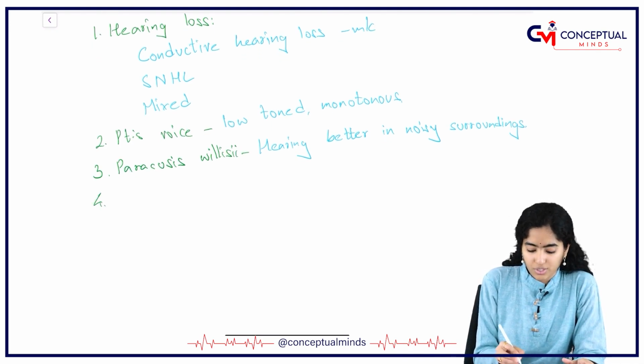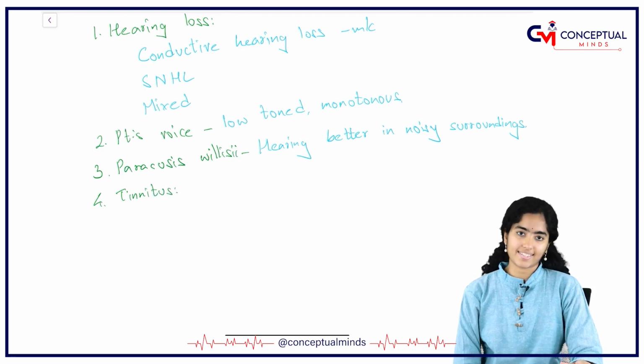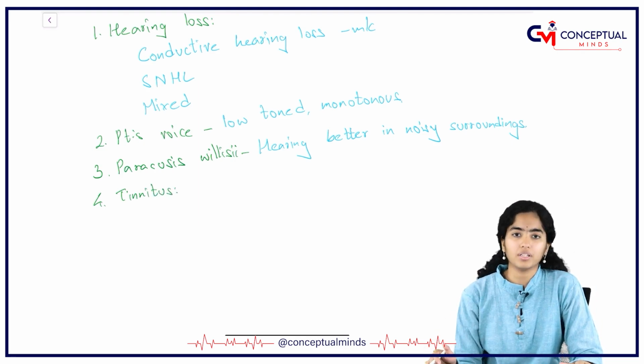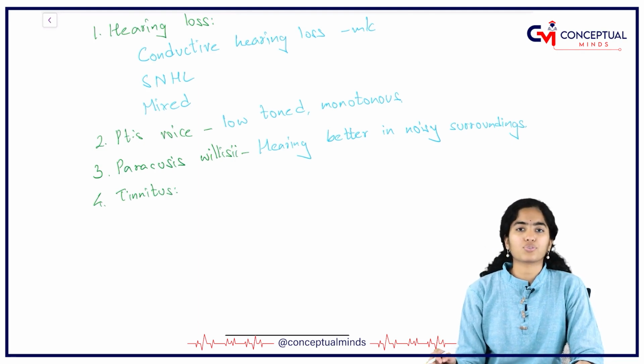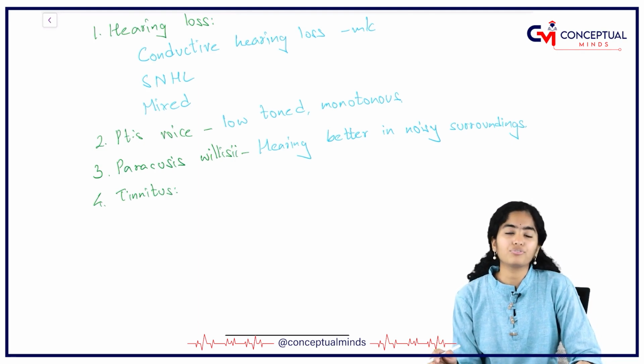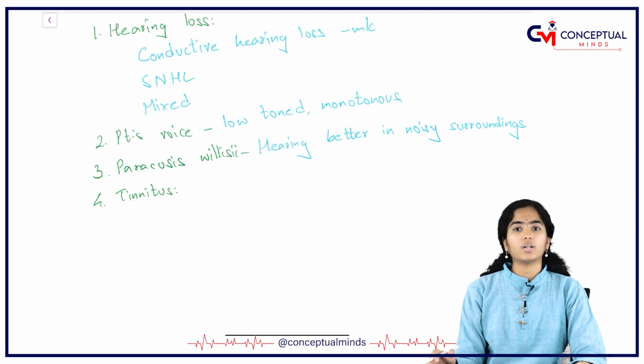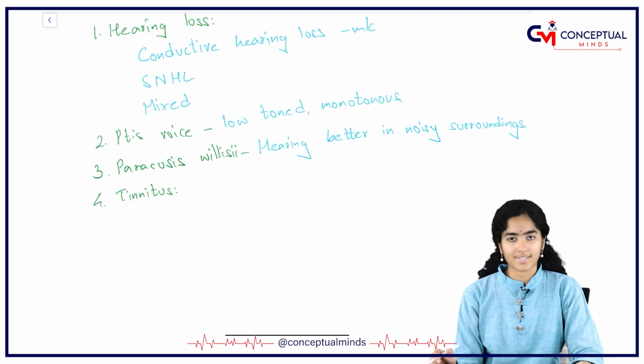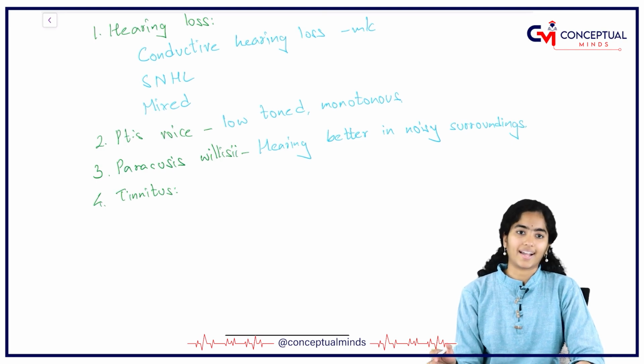Next clinical feature is tinnitus. What is tinnitus? It is a ringing sensation of sound felt by the patient. And patients of otosclerosis usually complain of tinnitus, and this is more in cochlear type of otosclerosis and more so when the disease is active.